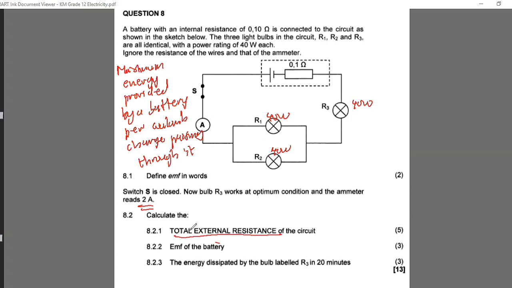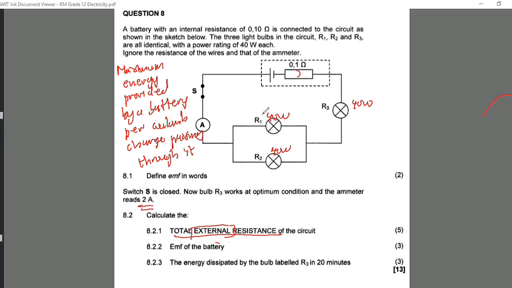So they were specific. That means this one you don't include the internal resistance, just like we did on the previous question. This one is just external resistance. So this one is not included. Now, they said all these bulbs are identical. So now we must calculate the total resistance. How are we going to calculate the total resistance here?